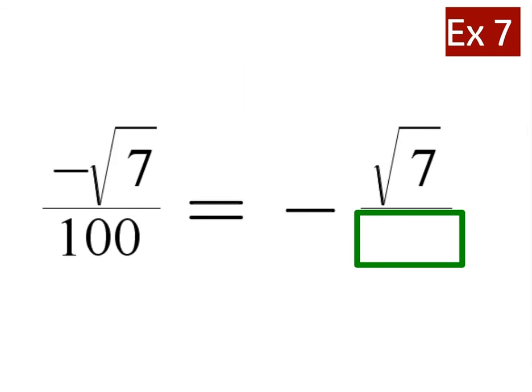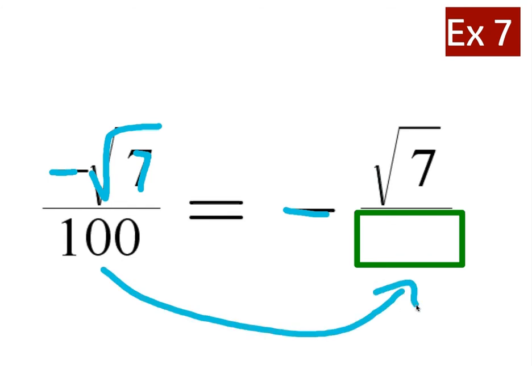Okay, how about negative square root of 7 over 100? When you simplify that, well, it looks like we move the negative out front, so this one's actually really easy. Since we already moved the negative out front, the denominator must have stayed the same. So negative square root of 7 over 100 is the same as negative and then square root of 7 over 100. All we did again was just take the negative and move it out front.